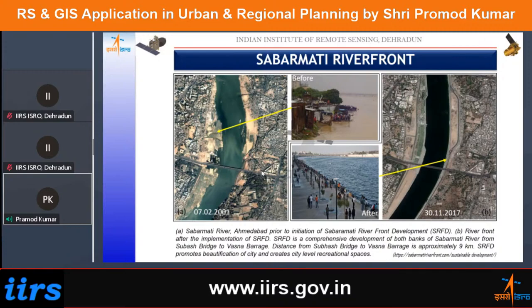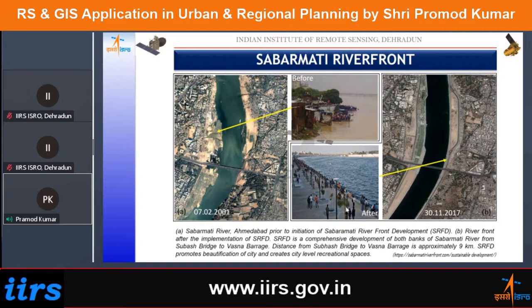has been done, and you can also see the before and after image, the ground photograph also. So that's how the recreation space has come up, and it will certainly add to the revenue of the government and also bring some kind of income to the people. Okay, but this is how it is being captured by the satellite data.